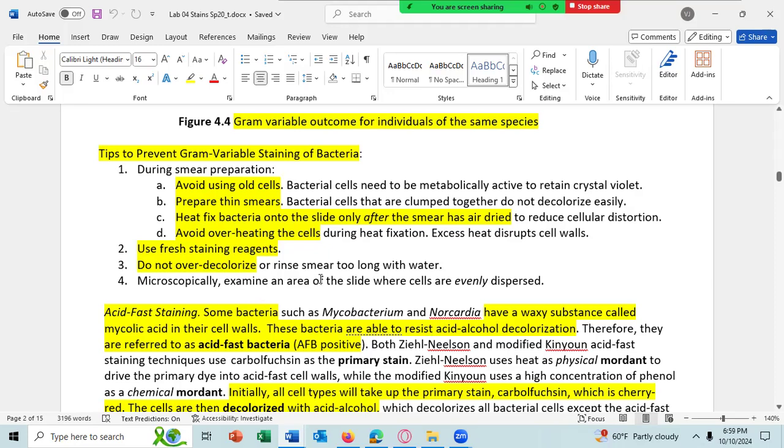All right, any question about any of that? If not, that's it for the gram stain. Let's move to the other differential stain we need to talk about, the acid-fast stain.